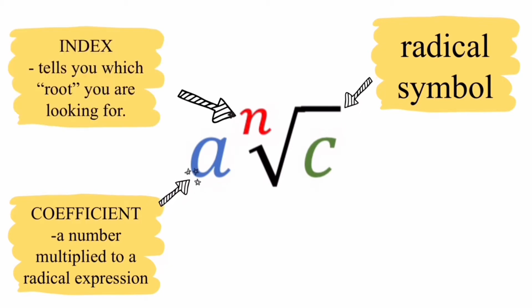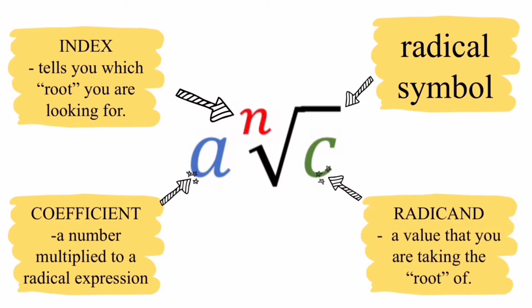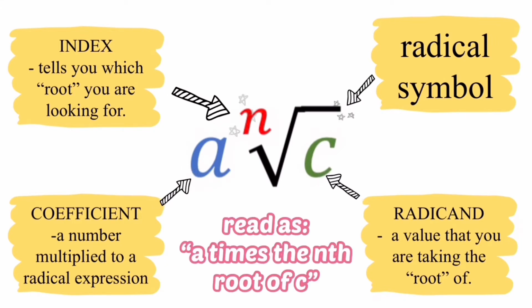And the letter N here is called the index. This tells you which root you're looking for. Please remember that if the value of the index is not written in there, it means that invisible number is 2. We also have a letter C, and this letter C is named the radicand. A radicand is the value that you are taking the root of. So this expression that we have here is read as A times the nth root of C.